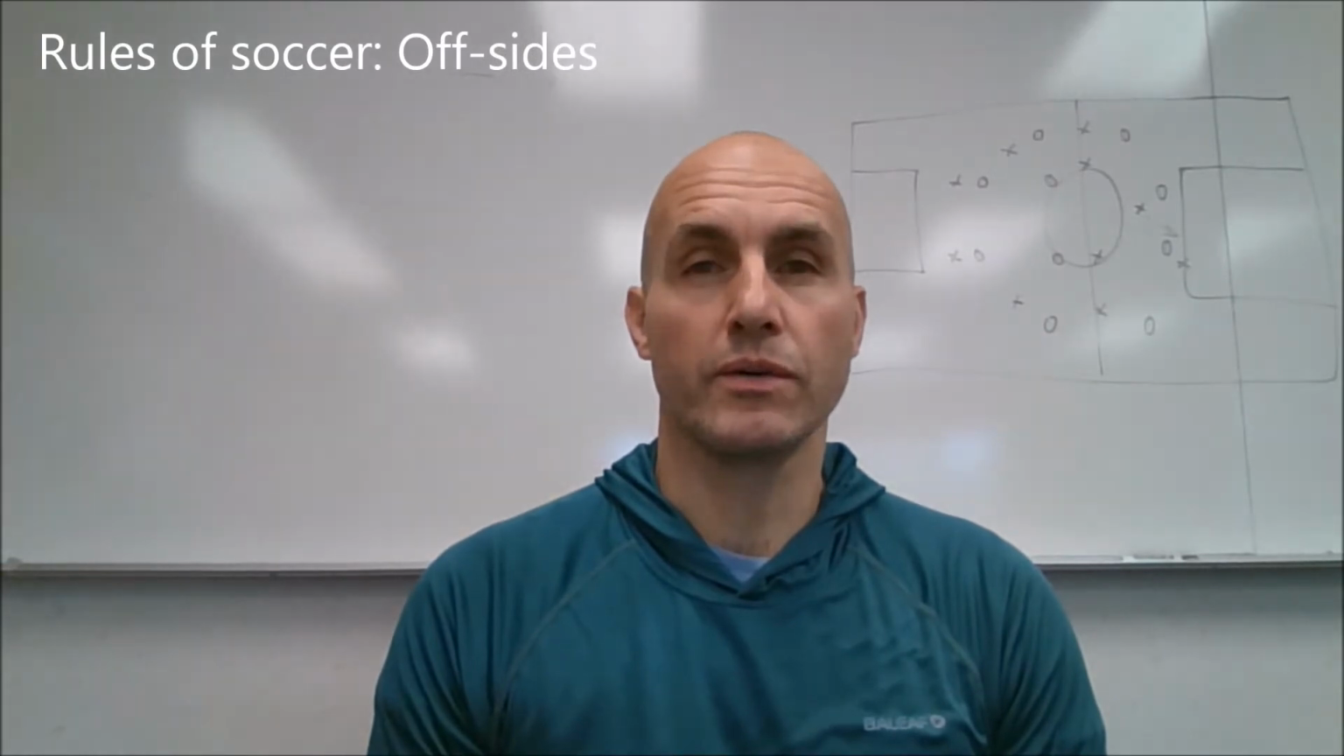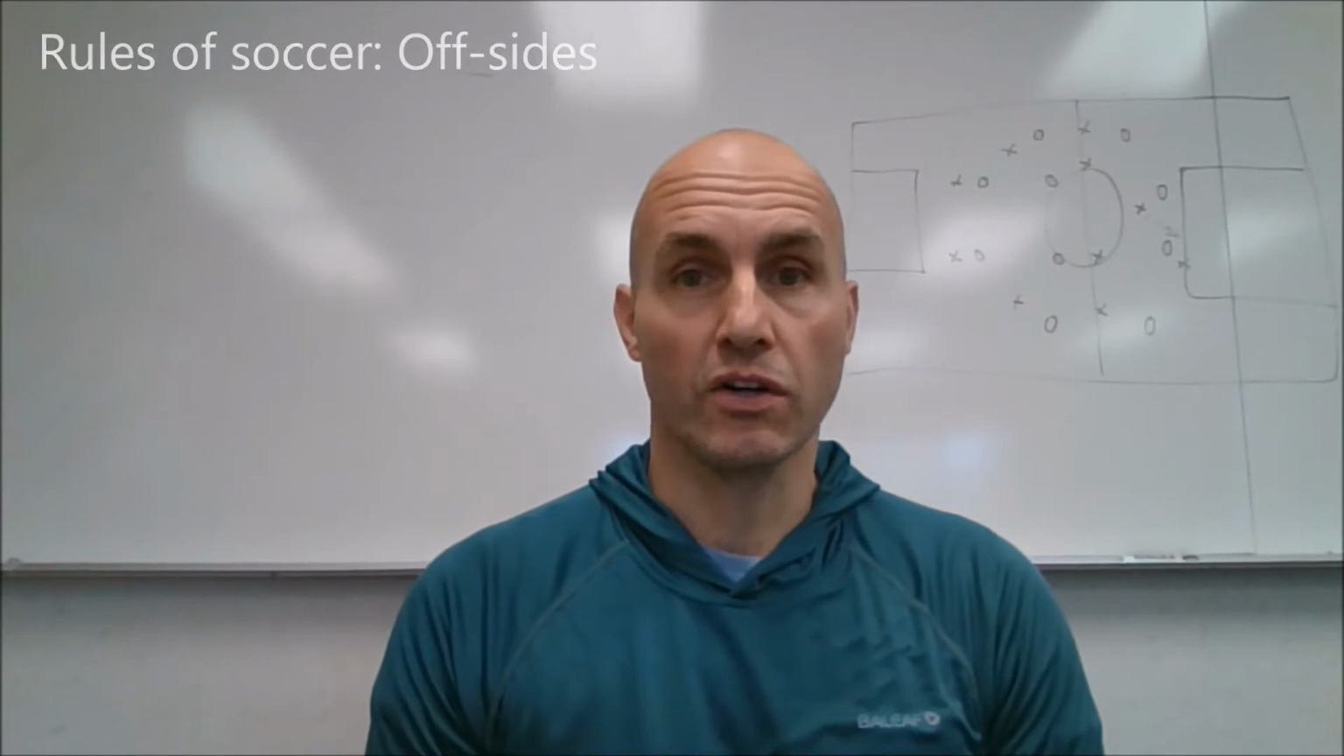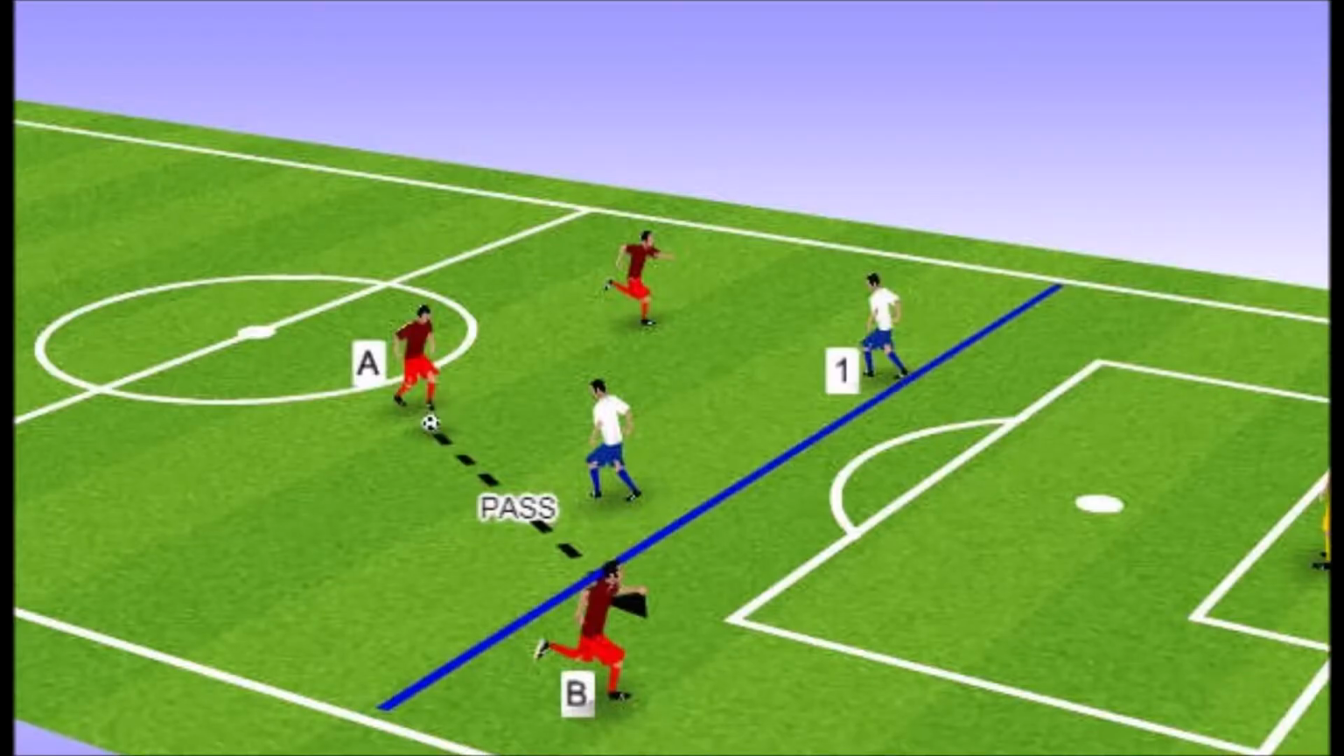Today, we're going to start with a rule that sometimes causes a little bit of controversy, and it's called the offside rule. Here are some examples. In this first image, you can see that the red team has the ball, and in particular, player A is about to pass to player B. Player B, however, is past all the white defenders. That means that player B is in an offside position. Therefore, the referee will assign the ball to the white team in that position.